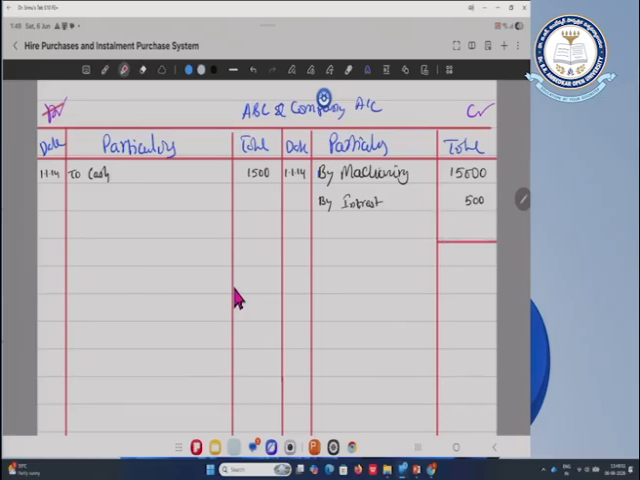Close the year ending account. At the end of the first year, 12/14, he paid the first installment. What is the amount he paid? 3000 rupees he paid. Okay. So, total how much? 15,500.